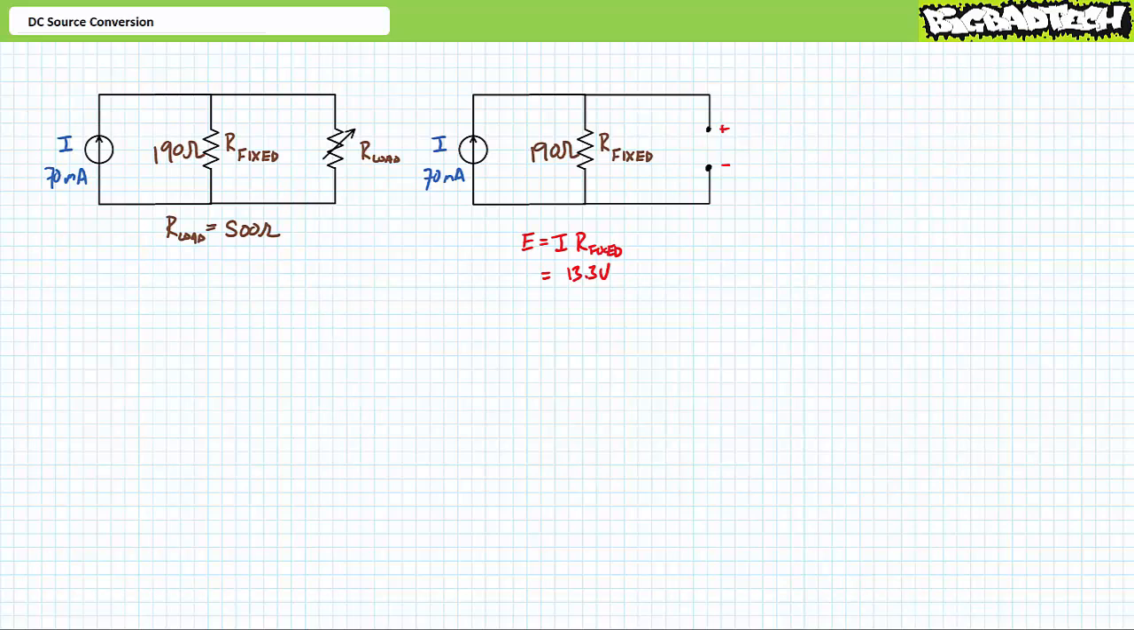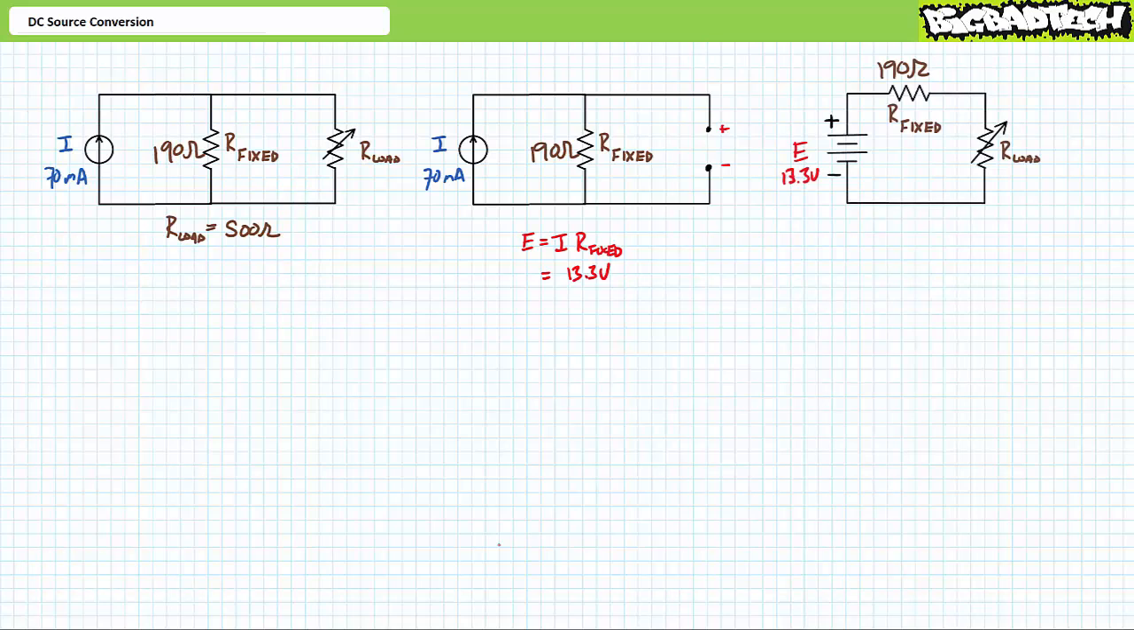Our first illustrated example features a 70 mA current source in parallel with a 190 ohm resistor in parallel with a variable load resistor. With the variable load resistor removed, an application of Ohm's law demonstrates the open circuit voltage will be 13.3 volts. Therefore, a 13.3 volt voltage source in series with a fixed 190 ohm resistor should behave identically to our original configuration.